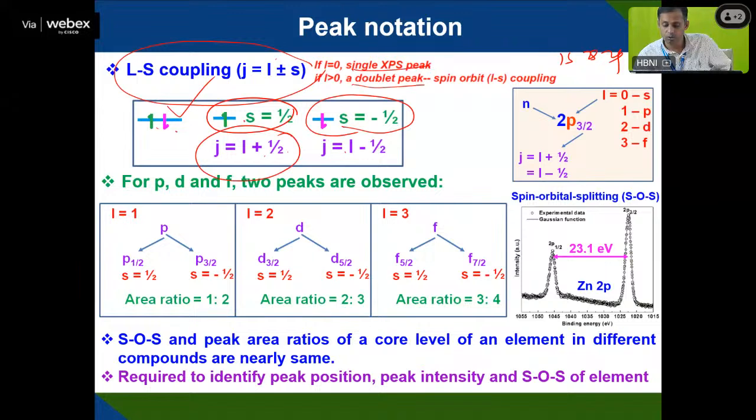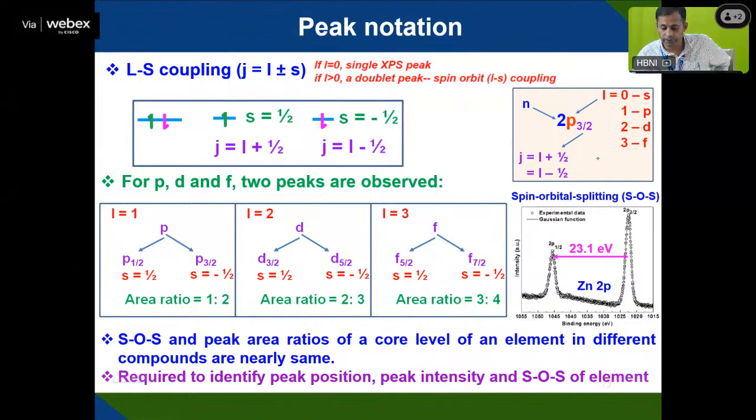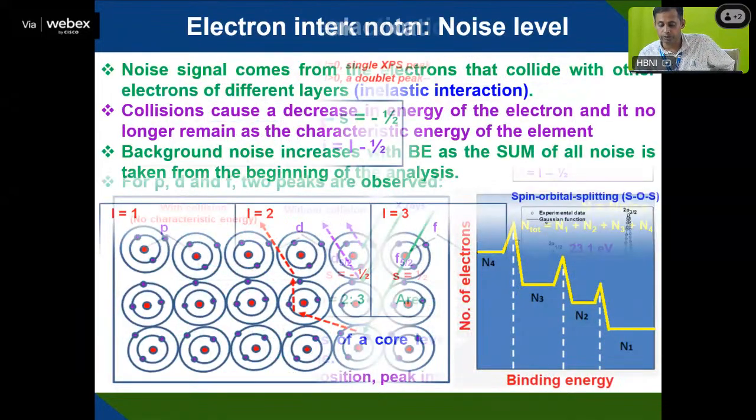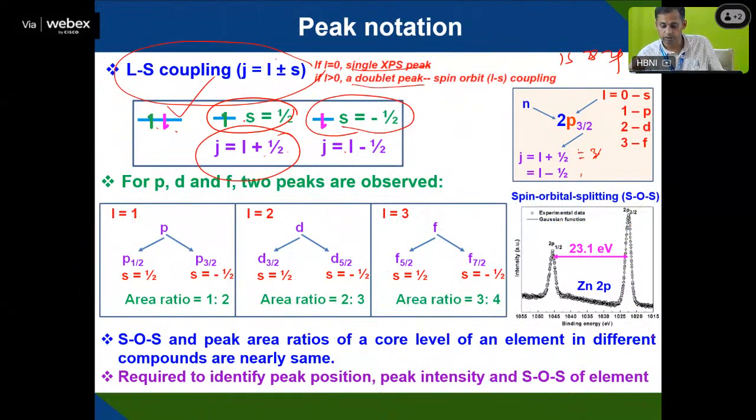You can see here 2P 3/2. So J equals 1 plus 1/2, and J equals 1 minus 1/2. So depending upon whether it is added or subtracted, you will get 2P 3/2 or 1/2. L equal to 0, as you know from the quantum number, is the S orbital, L equal to 1 is the P orbital, L equal to 2 is the D orbital, and L equal to 3 is the F orbital.